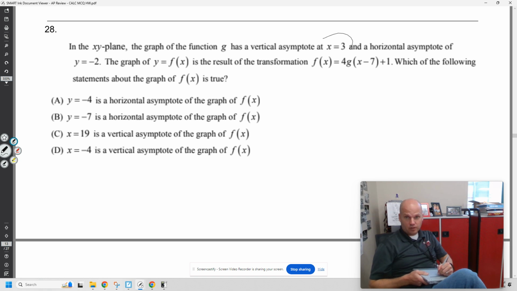There's a vertical asymptote at x equals 3. There's a horizontal asymptote at y equals 2. This minus 7 is going to adjust my vertical asymptote. It's going to be a 10. Taking my y's, multiplying them by 4, then adding 1.